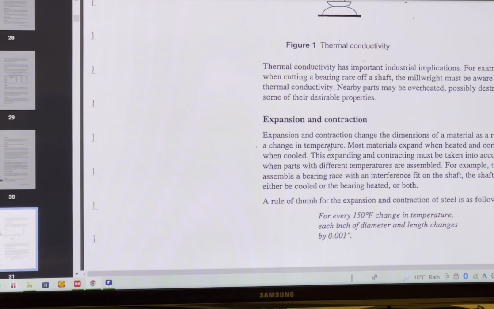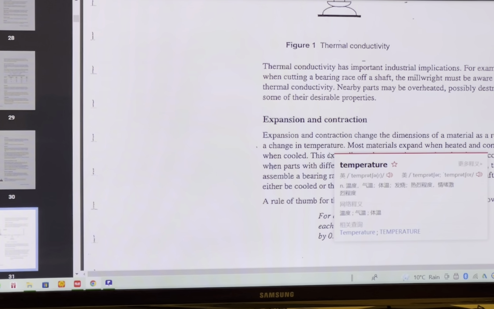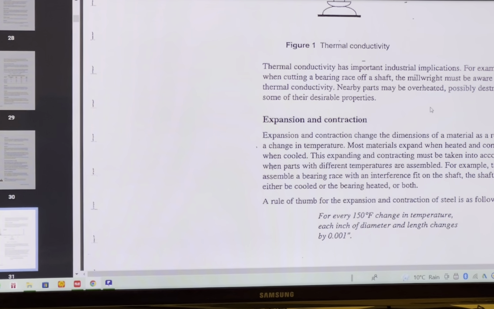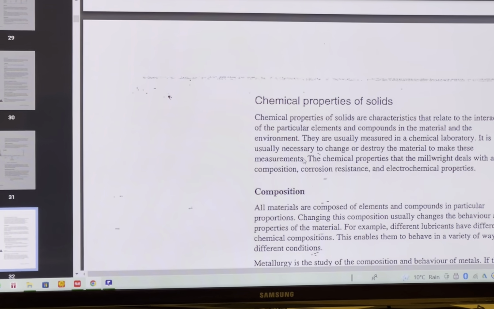For example, if you are welding steel pipe, it should be, when you weld, the steel pipe will expand. After welding, the steel pipe will go back to the original shape. That means it goes back. These are contractions. Okay.